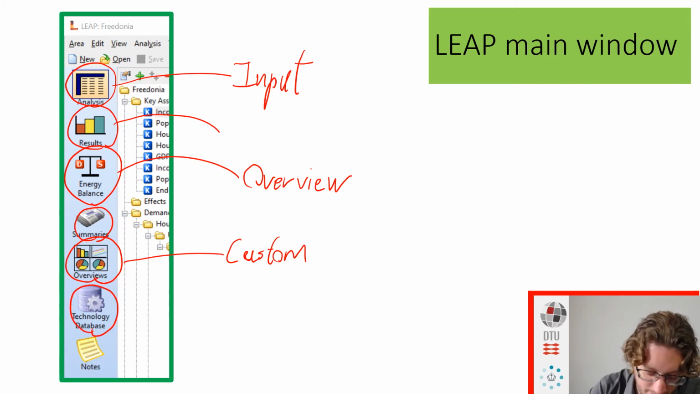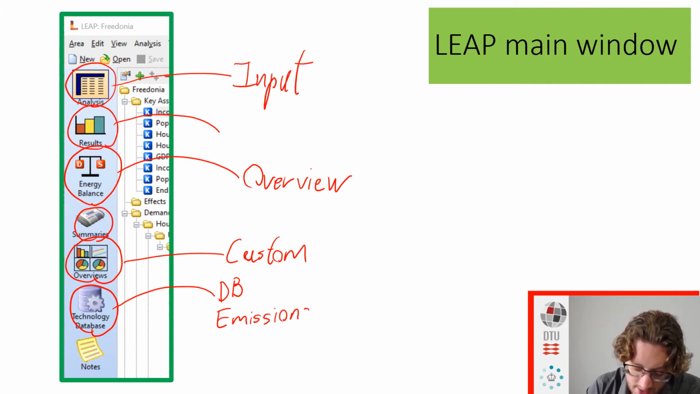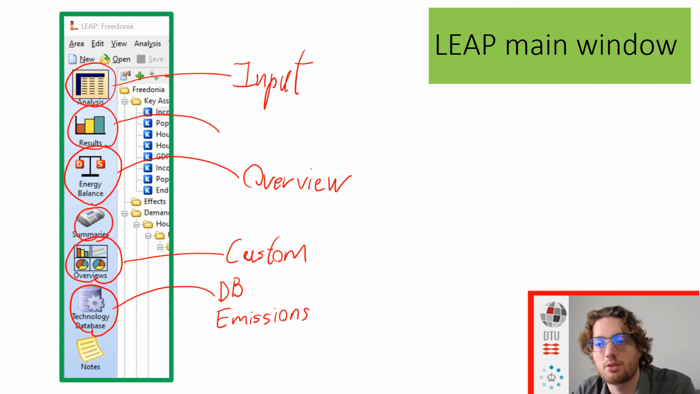The technology database, that is a database for finding technologies, as it implies, but especially for emissions. So it does contain some pre-written emission standards for something like vehicles, industrial plants, power plants, etc. that we can use, which are very practical.